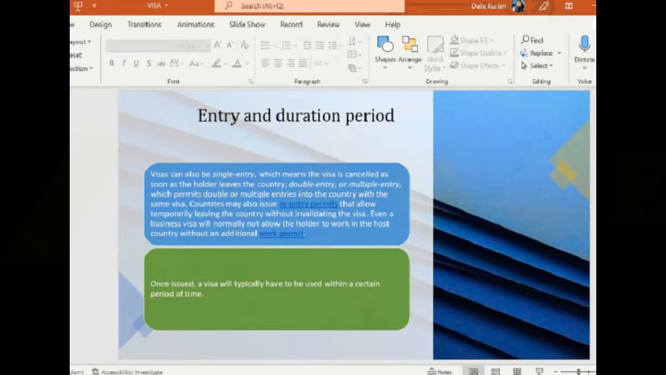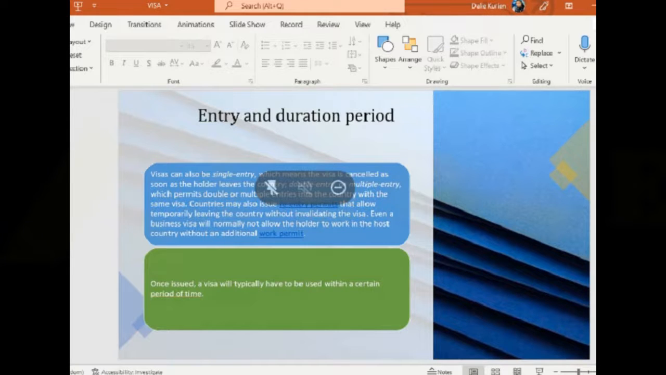Entry and duration period. A visa can be a single entry, meaning once you have entered, you can't exit and re-enter. It can be cancelled as soon as the person leaves the country. It can also be a double entry, or a single entry, permitting you to travel to another country. For example, the Schengen Visa allows you to travel across 18 countries, and you can move anywhere around these 18 countries. This visa can be single entry, multiple entry, or double entry. Once you have exited the country, it could be cancelled also. So the visa can be any of these kinds.